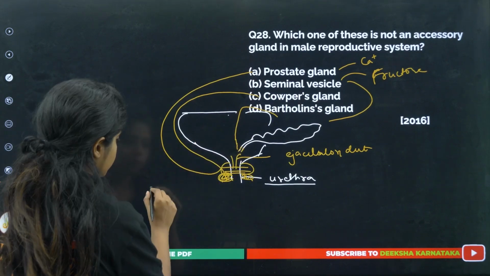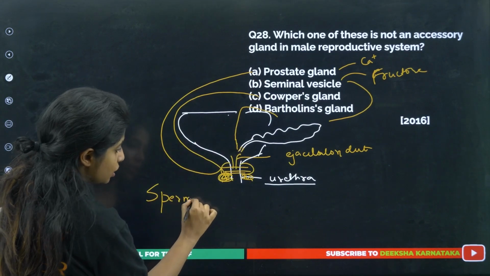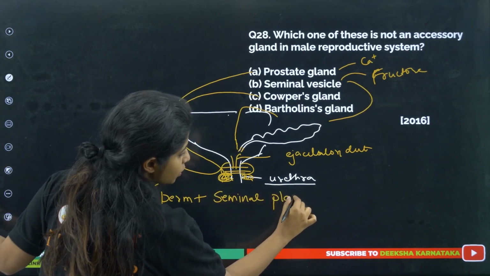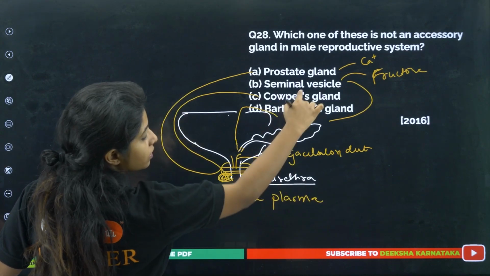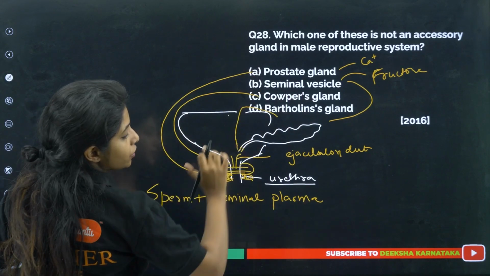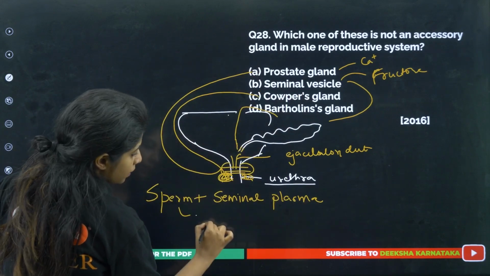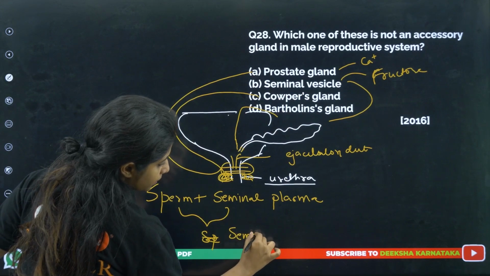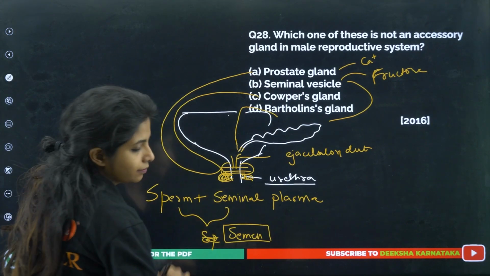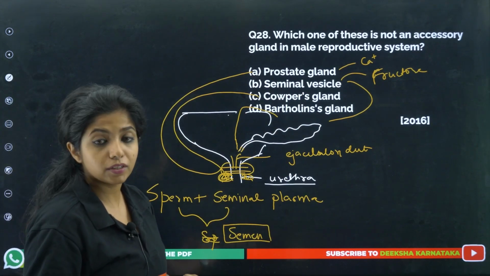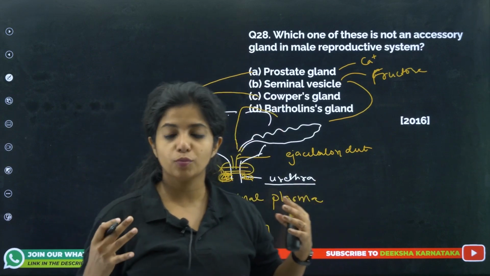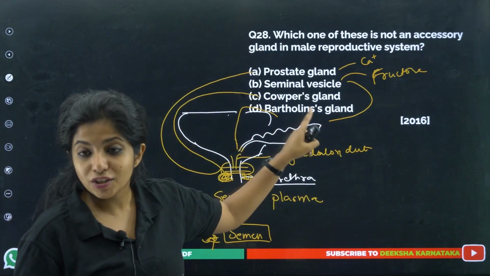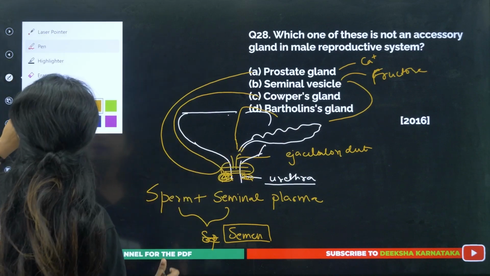Together, when you say sperm plus this secretion, what do you call the secretion together? You call it seminal plasma. Please don't get confused between seminal vesicle and seminal plasma. All the secretions together you call seminal plasma, and together both of them you call semen, which is being released. So semen does not have just sperm but also the seminal plasma, which gives all the nourishment to the sperm also.